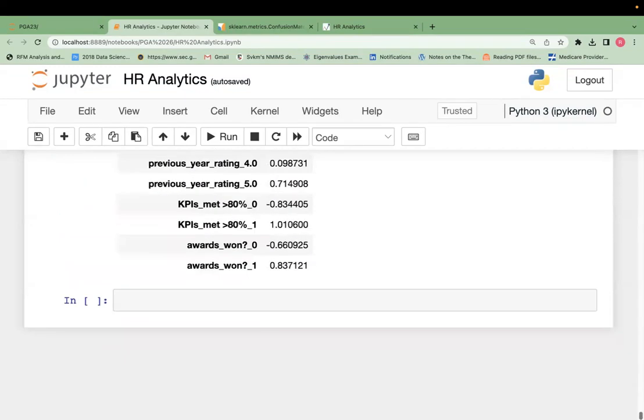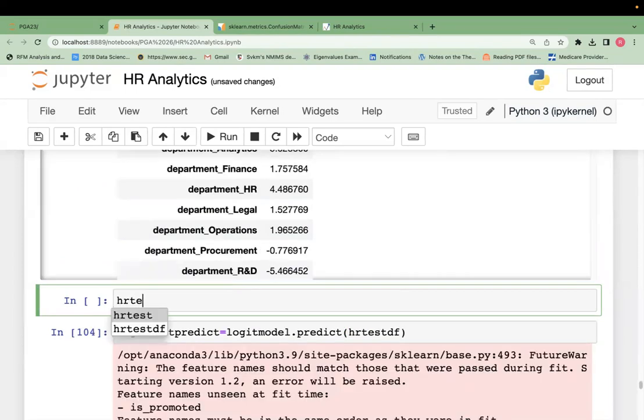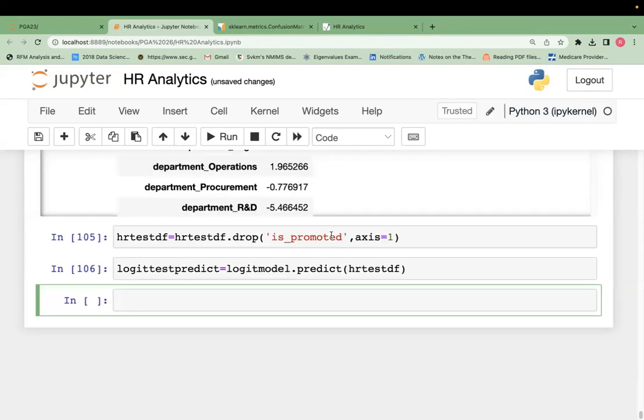Now, to predict on the test data, one last thing and then we'll end the session for today. logit_test_predict is equal to logit_model.predict(HR_test_df). HR_test_df is equal to HR_test_df.drop(is_promoted, axis=1). We added the dependent variable, right? Temporarily. That we are deleting.